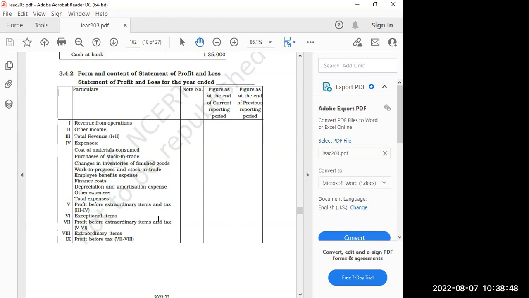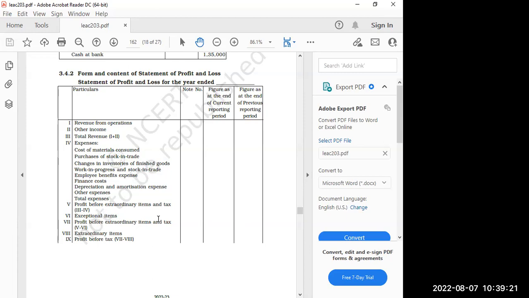So first one, particulars, note number, current year and the previous year, same kind of format. What we are going to do, we are going to compare the income and expenditure in the profit and loss account. That's all. So now after you prepare the balance sheet, the left out items in the trial balance are only for P&L account. What I have to take for P&L account? Income and expenditure. So first one, revenue from operation. Revenue from operation means sales.